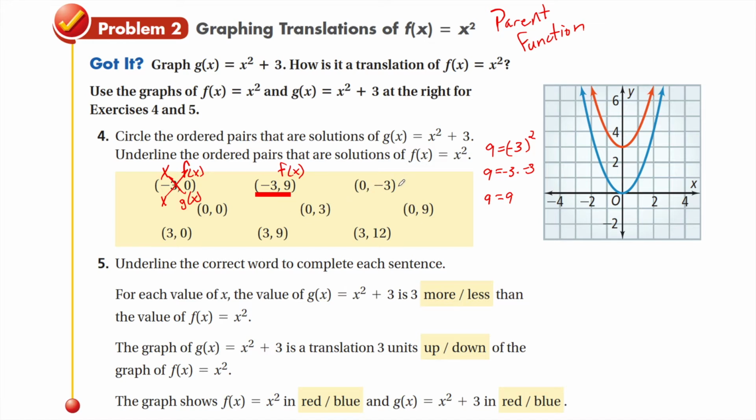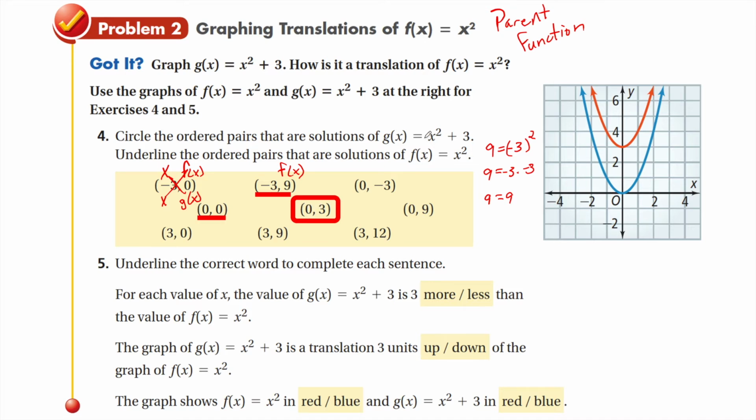If I do the 0 and -3, it's not going to work for any of them. 0, 0 will work for the f of x. 0 squared will equal 0. 0, 3 however, will work for g of x. So we can actually circle this one.